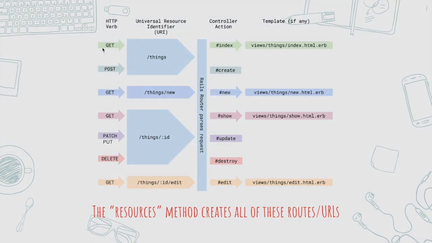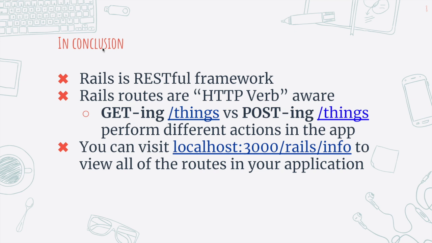Let's wrap this thing up, shall we? So, in conclusion, Rails is a RESTful framework. The Rails routes are HTTP verb aware. Getting things versus posting things will perform different actions. Last but not least, you can visit localhost 3000/rails/info to view all the routes in your application.